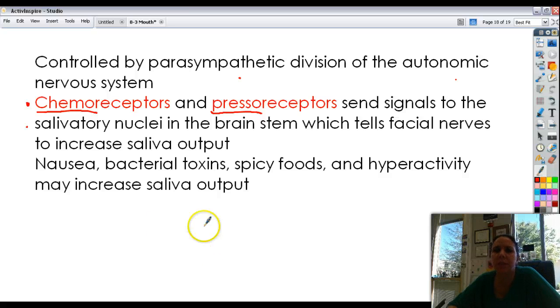Although there's lots of other things that can do it too, such as nausea, like if you're about to barf, you tend to salivate more, bacterial toxins, spicy foods, and hyperactivity, and lots of other things can also increase salivary output.